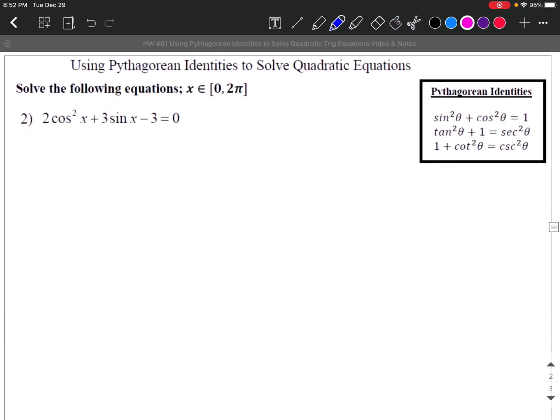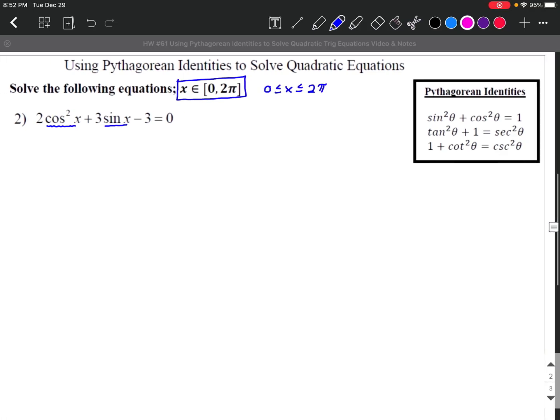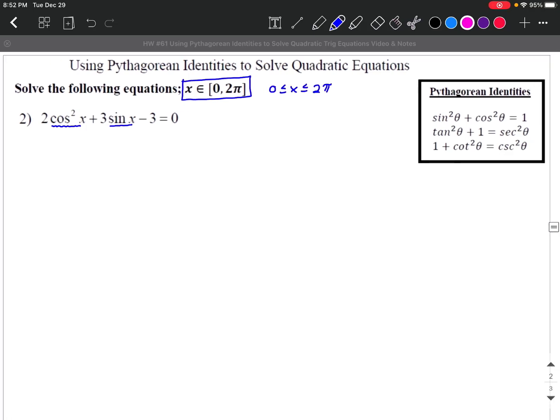We're going to solve the following equation when x is in the domain from 0 to 2 pi. In other words, 0 is less than or equal to x is less than or equal to 2 pi, which means we're going to have our answers in radians. If we look at this equation, we have a cosine squared of x and we have a sine x. We have two different trig functions. That's a problem. We cannot factor or simplify, because there's no greatest common factor we can factor out to separate them, and this is a trinomial to factor.